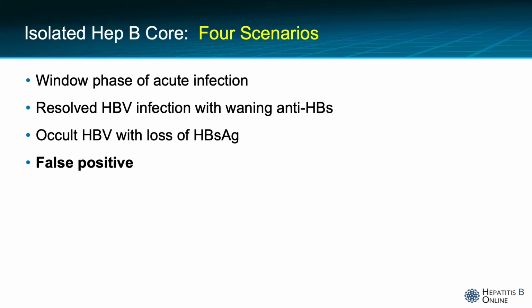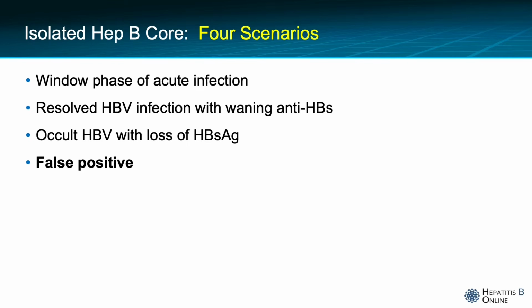One of the misconceptions out there is that most individuals with this isolated core antibody profile fall into this category, when in fact a false positive is rare. We did encounter these with older assays, but current assays for hepatitis B core antibody have very high, greater than 99% specificity. But you want to consider the possibility of this false result if you have a patient with no risk factors for hepatitis B, for example, one who is not from an Hep B endemic region such as Asia, Africa, or the Pacific Islands.